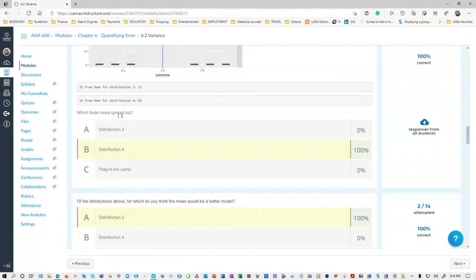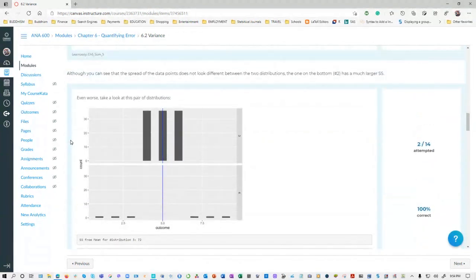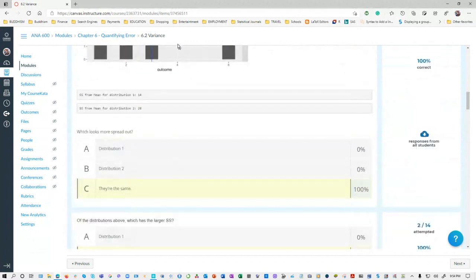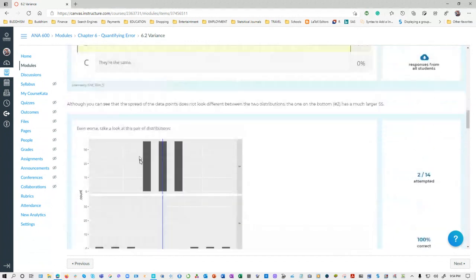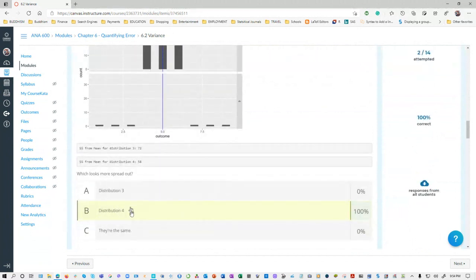So see, which looks more spread out? See? Look at here. Now the other way around. Okay, this case even worse. See? Although you can see the spread of the data points does not look different between the 2 distributions, the one at the bottom, number 2, has a much larger SS. Okay, we are talking about this one. Then again look at here, the spread, larger spread for the second one. See, distribution 4.